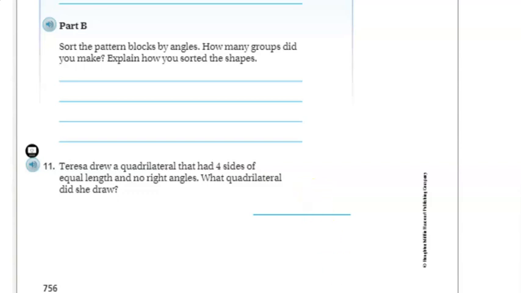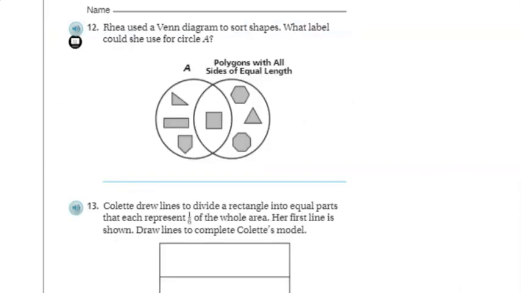All right, we're going to keep going. We're going to turn the page. Hopefully you guys are following along. All right, Rhea used this Venn diagram to sort her shapes. What label could she use for this side of the circle?